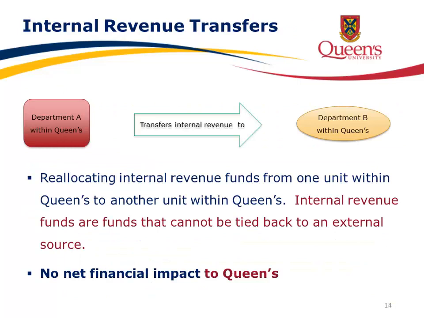Internal revenue transfers. An internal revenue transfer is processed when reallocating internal revenue funds from one unit within Queen's to another unit within Queen's. Internal revenue funds are funds that cannot be tied back to an external source. There is no net financial impact to Queen's.